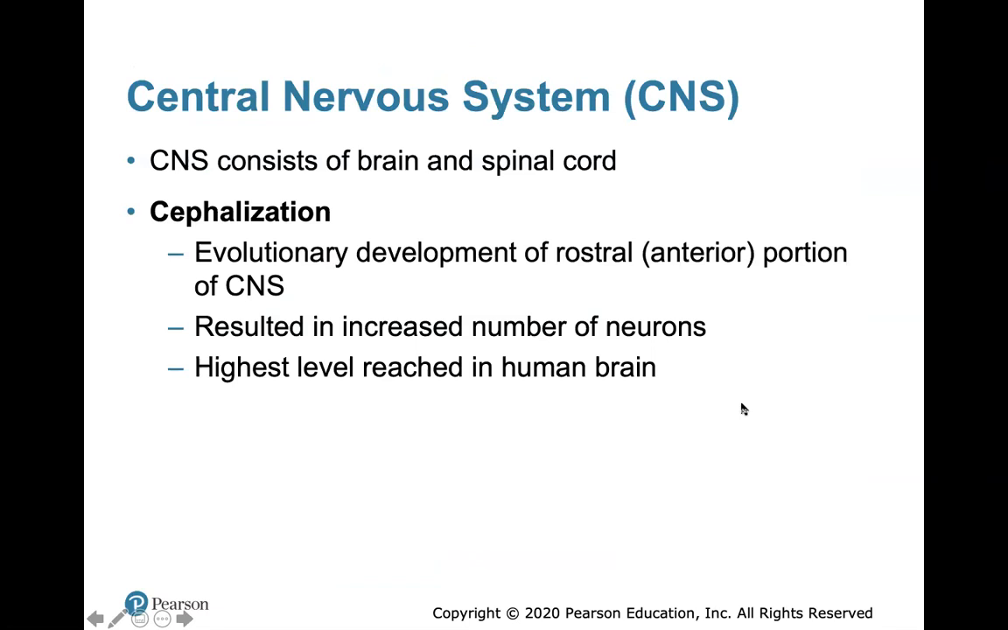So your central nervous system, as you remember from anatomy, consists of the brain and spinal cord. Cephalization has to do with the development of the rostral anterior portion of the central nervous system, resulting in an increased number of neurons and the highest level reached in the human brain.